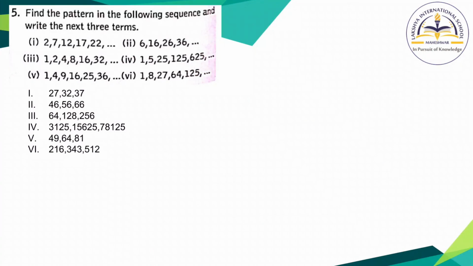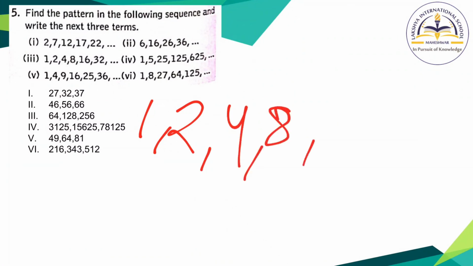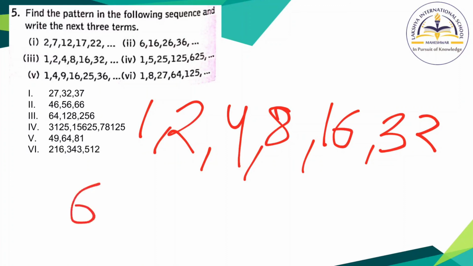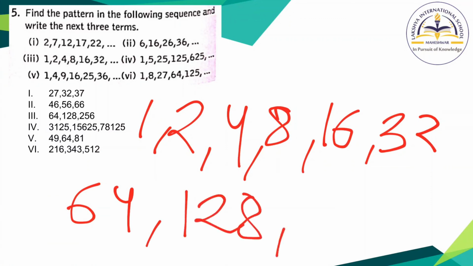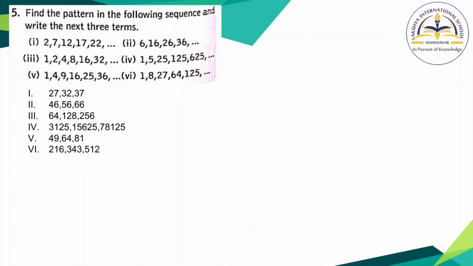Now here question number 3, 1, 2, 4, 8, 16, 32. Means here we doubled the number. Okay, 1 plus 1, 2, 2 plus 2, 4, 4 plus 4, 8, 8 plus 8, 16, 16 plus 16, 32. Now 32 plus 32, 64, 64 plus 64, 128, 128 plus 128, 256. So like this you have to solve these questions.